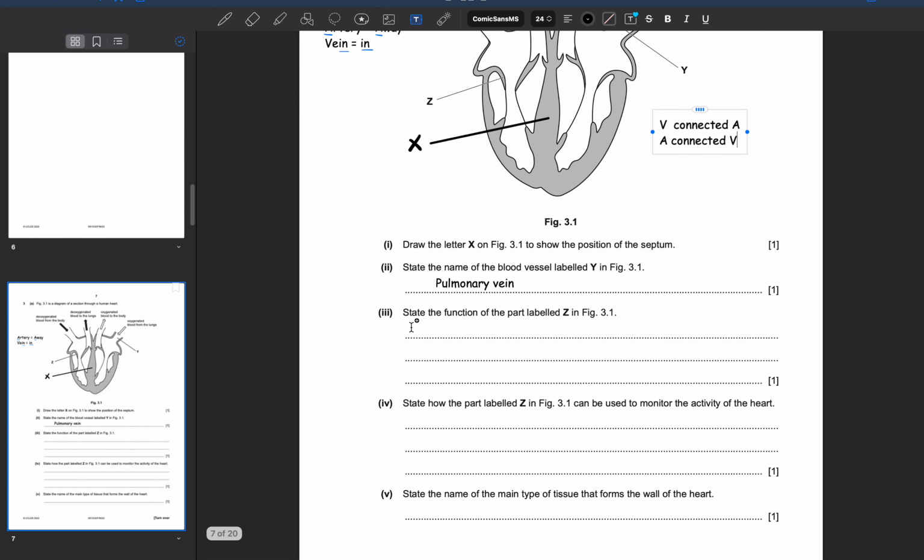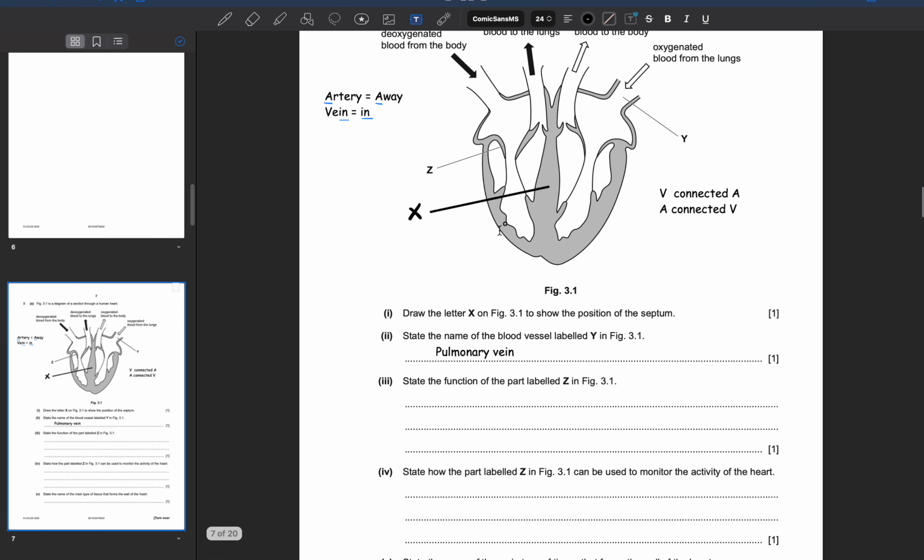Okay. State the function of the part labeled Z in figure 3.1. Z is a valve, which is the atrioventricular valve, the valve between the atrium and the ventricle. Since the question refers to a specific valve, I have to say that we know the function of the valve is to prevent the backflow of the blood, and here it prevents the backflow of the blood from the right ventricle to the right atrium.